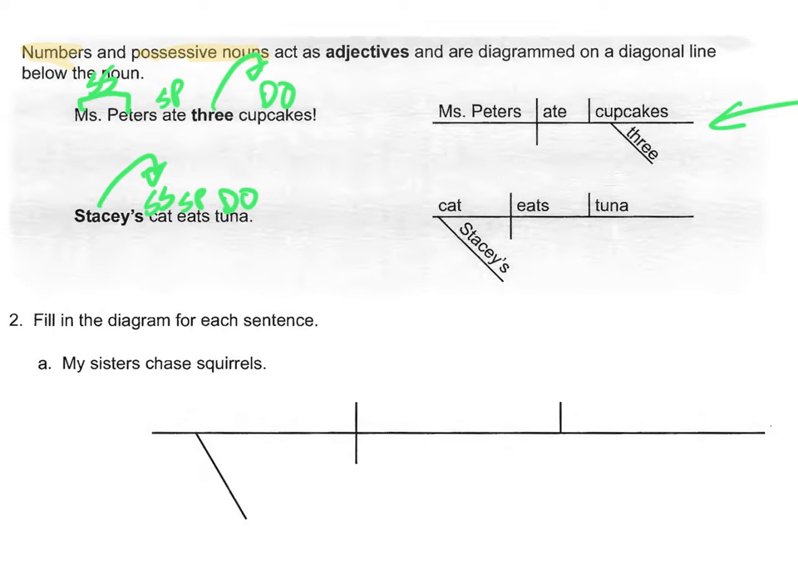Okay, now we have some fill in the blanks for 2A, B, and C. It says, my sisters chase squirrels. Who or what is it about? Sisters. What do they do? They chase. What do they chase? Squirrels. Which sisters? Well, mine. Okay, so then go ahead and fill this out. It's pretty simple. You can do it.